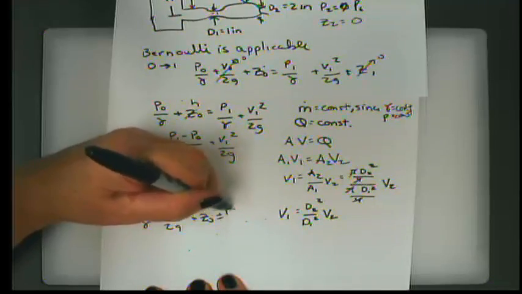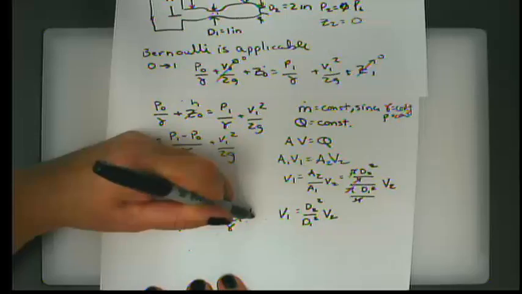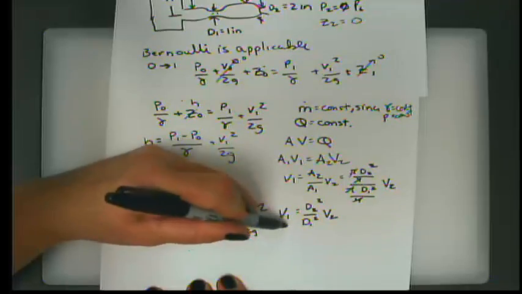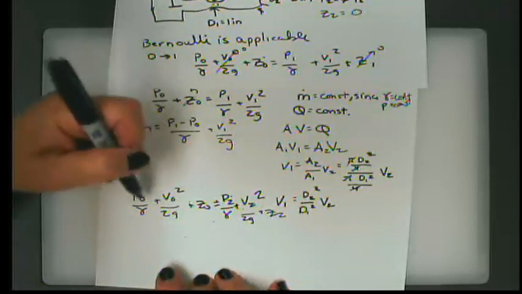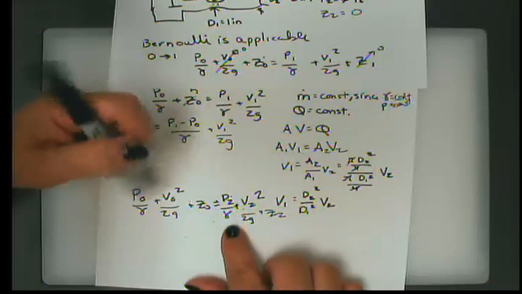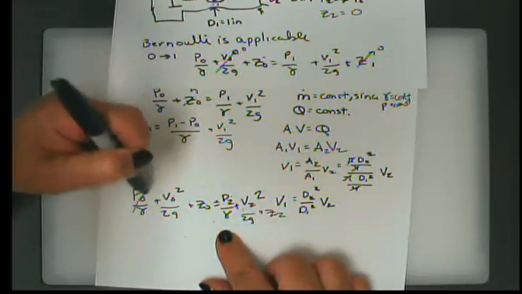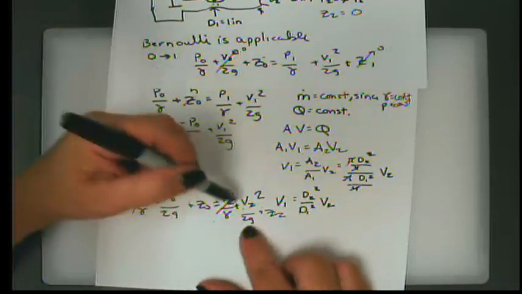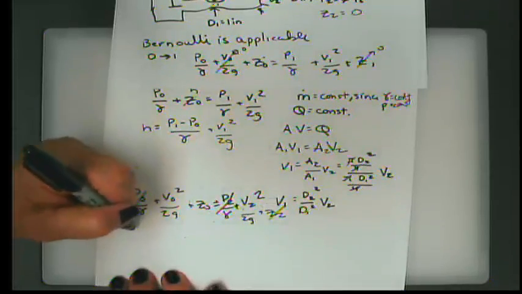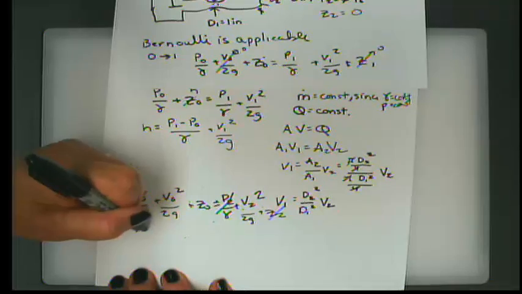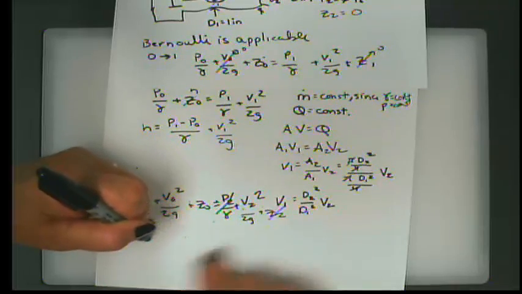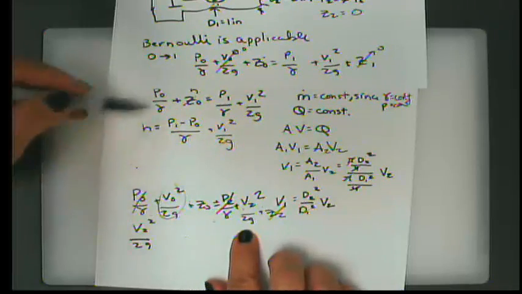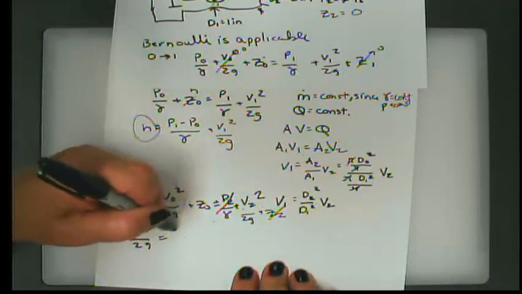Eliminate those terms. And if we recognize that P2 is equal to P1, the gammas are equal, those terms will go away. And also recognize that Z2 is equal to 0. We can actually say that V2 squared over 2G is equal to this, but it's also going to equal H.